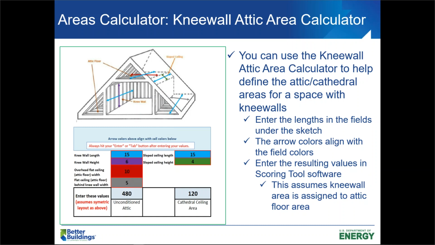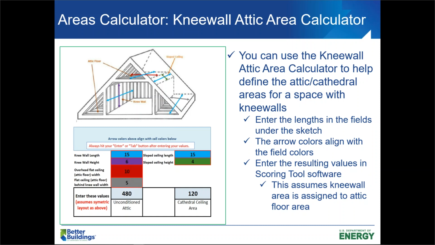The new calculator allows you to enter dimensions and then gives you the areas. So our blue arrows align with the blue data fields, the purple arrow with the purple field, the red with the red, the puke brown gray color with the puke brown gray color. If you enter these elements, it will then give you your unconditioned attic space.